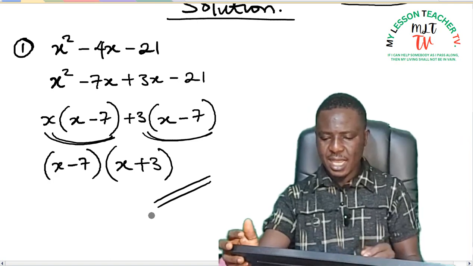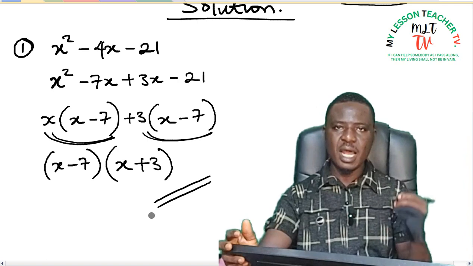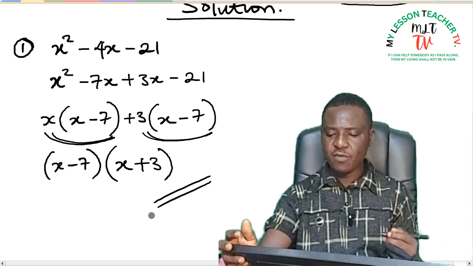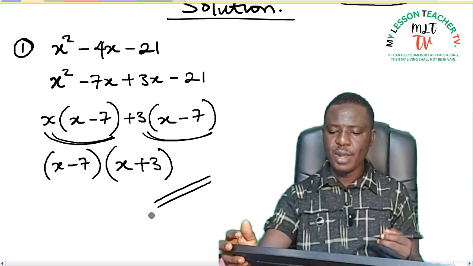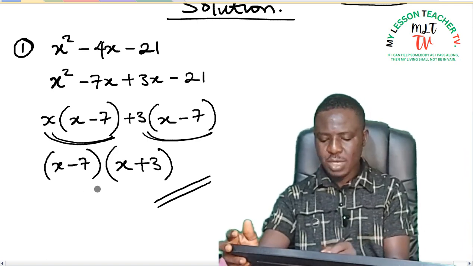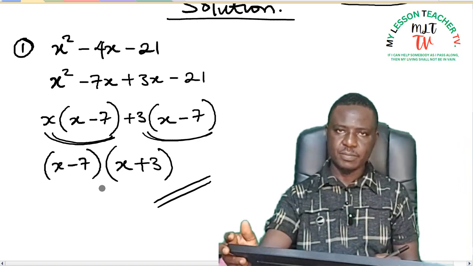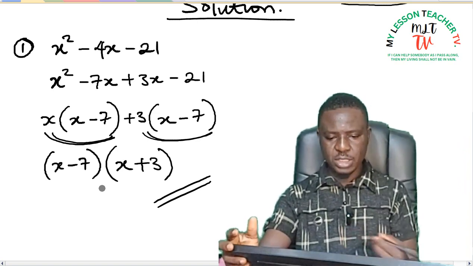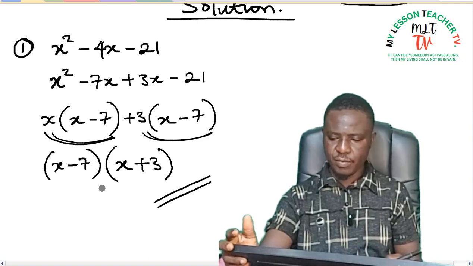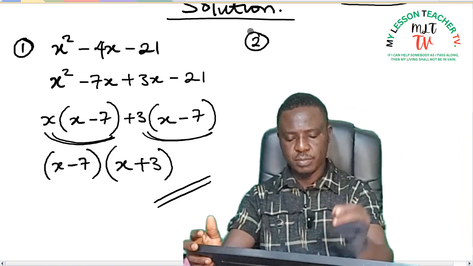So this we have now factorized into two linear expressions that gave rise to x squared minus 4x minus 21. So these are the two linear expressions that gave rise to that. So what did you do? Did you get the same answer? All right, let's take the second assignment.